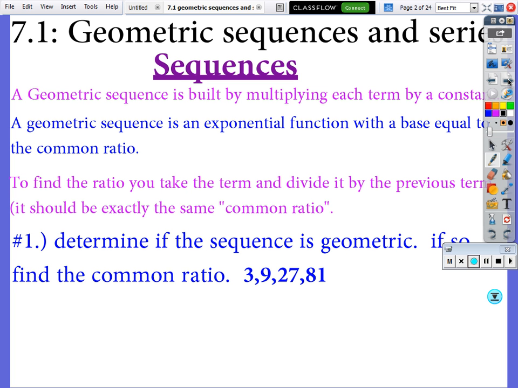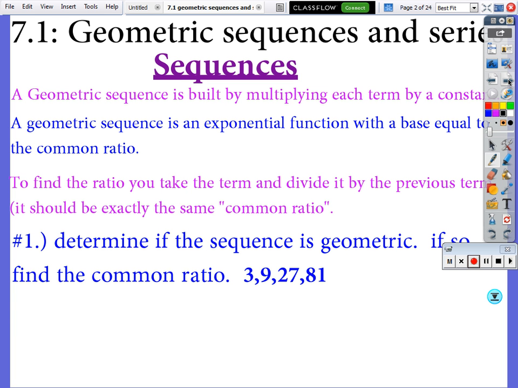So we have some number, we multiply it by 3. We now have a new number. We multiply that by 3. Now we have a new number. We multiply that by 3. We now have a new number. Well, that is just getting exponentially larger and larger, right? So we know what exponential functions look like. So really, geometric sequences are exponential functions, but written in a different form.